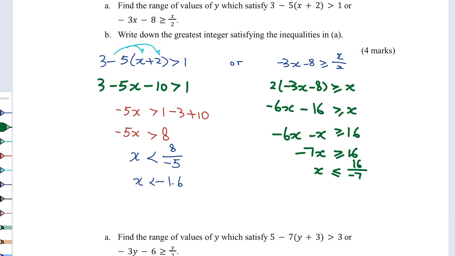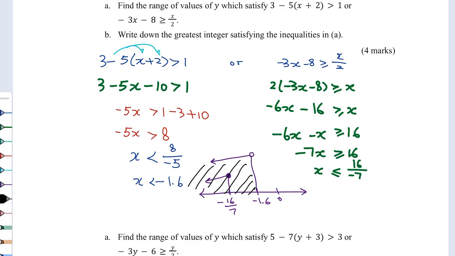And then we draw the number line. 0. 16 over 7 is 2 point something, I think. Yeah, so negative 1.6 here, and then negative 16 over 7, and then we draw the lines for both of them. 16 over 7 is getting lesser, and there's an equal sign, so you blacken it. And then negative 1.6 also getting lesser, but there's no equal sign, so empty there. And then let's shade both of them. Negative 1.6 is this, and negative 16 over 7 is this.